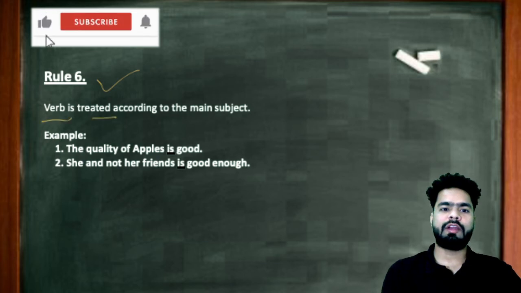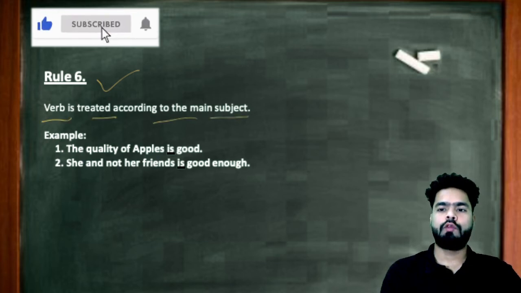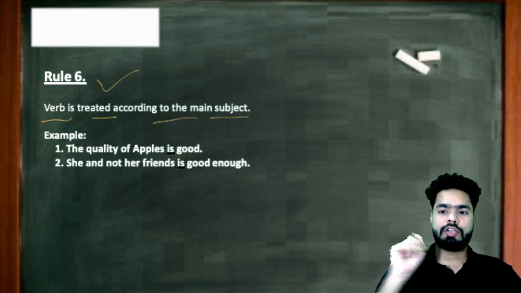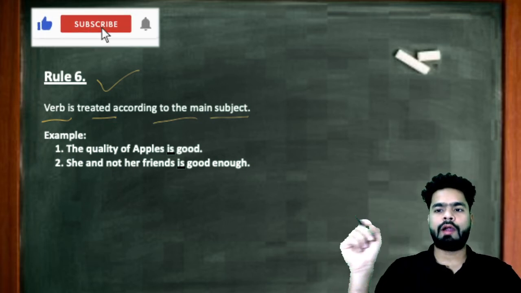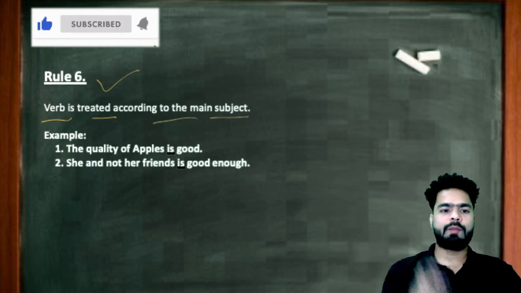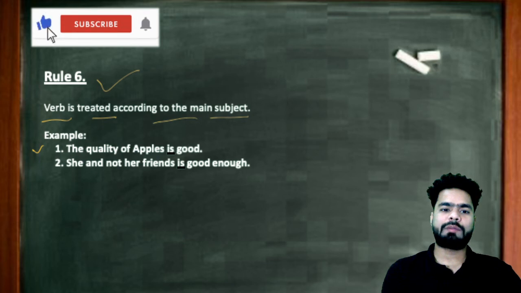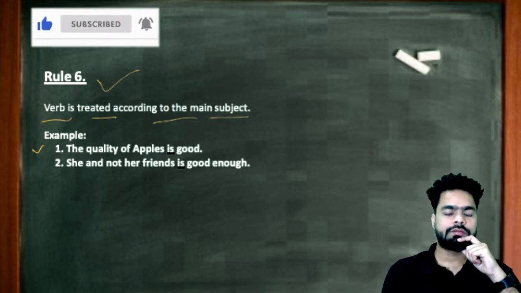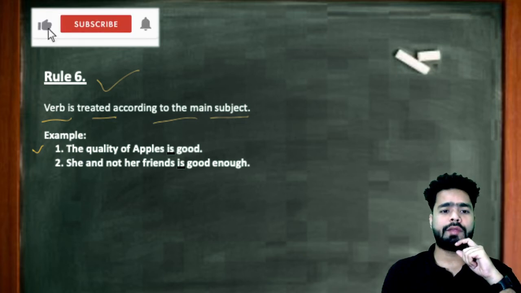The verb is treated according to the main subject. We have to find out what the main subject is in our statement. For example, the statement says, "The quality of apples is good." What is the main subject?